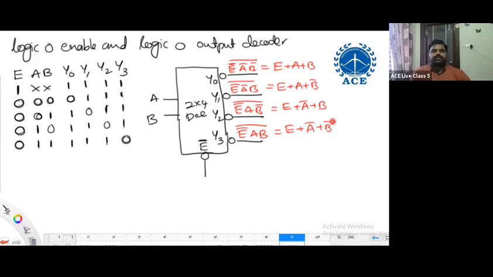This is what we can say, right? 2 to 4 decoders with logic 0 enable, logic 0 output decoder. There are 4 different types of decoders. The number of inputs and number of outputs may be different, but the classification is based on the enabling and on whether the outputs are logic 1 or logic 0. Logic 1 enable logic 1 output, logic 0 enable logic 1 output, logic 1 enable logic 0 output, and logic 0 enable logic 0 output decoders. We have 4 different types of decoders.